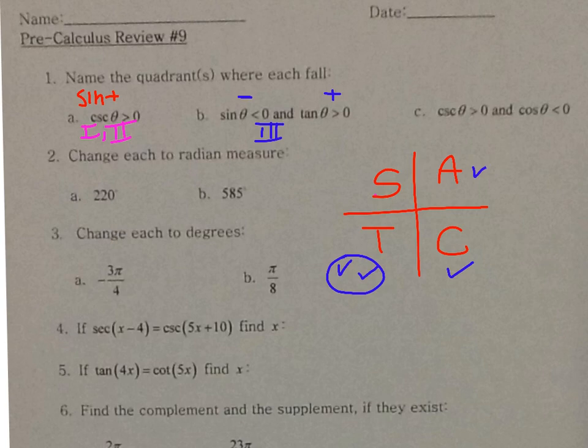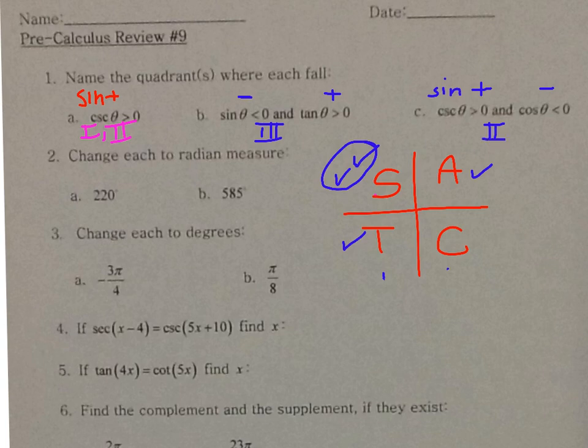Okay, let's take a look at the next one. Okay, so the next one we have cosecant theta is greater than 0 means cosecant's positive, and cosine theta is less than 0 means cosine's negative. So remember, for cosecant, we're going to think sine greater than 0, sine positive. Sine is positive in 1 and 2. Cosine is negative in 2 and 3. So I'm looking where cosecant is positive and cosine negative, that's quadrant 2.